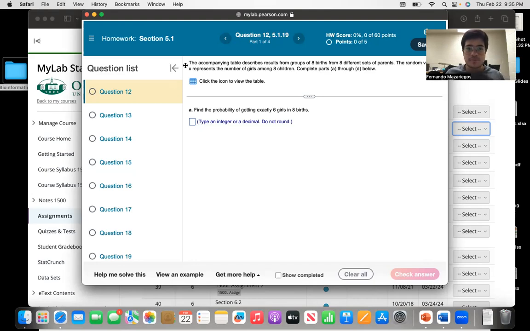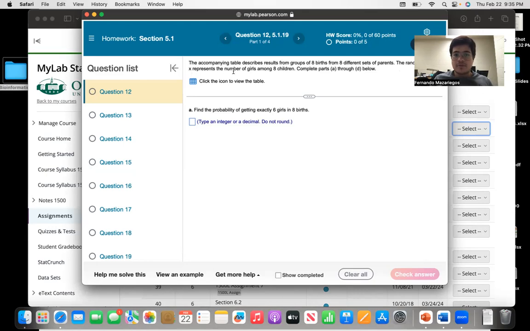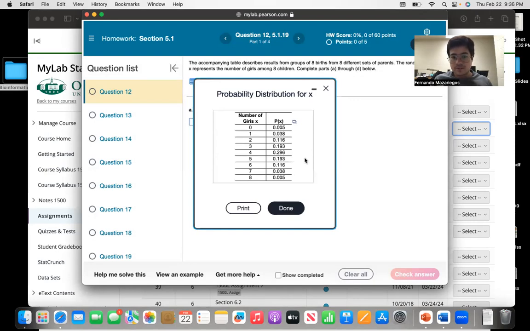So question 12, the accompanying table describes results from groups of 8 birds from 8 different sets of parents. The random variable x represents the number of girls among 8 children. Complete parts A through D below. Find the probability of getting exactly 6 girls in 8 birds. So let's take a look at the table. This is the probability distribution for x. The random variable x is the number of girls. So for each one of these 9 possible outcomes, we have a probability associated to that outcome.